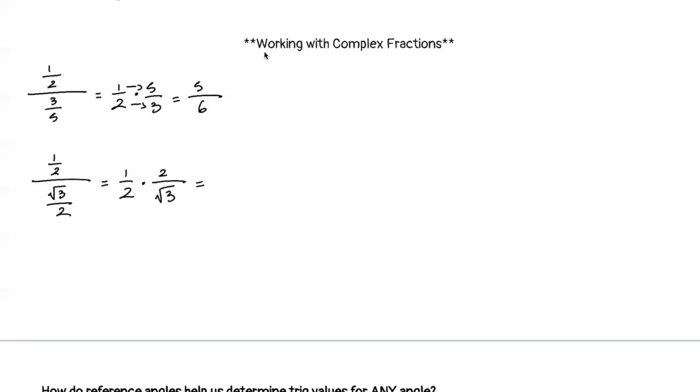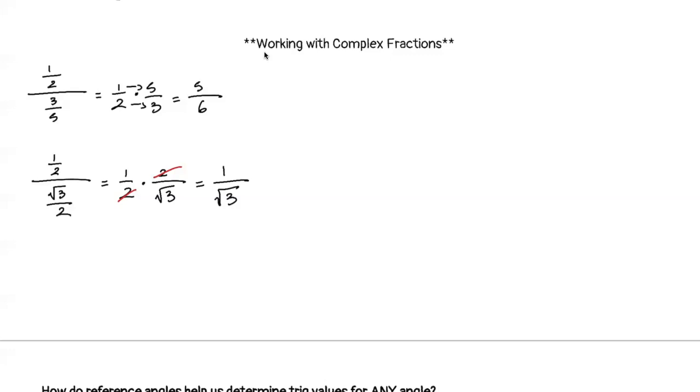Is there something I can reduce before I multiply over? Nice, good catch, right? There's a 2 on the top, 2 on the bottom. Great. What's my answer? 1 over √3 on the bottom. Perfect.